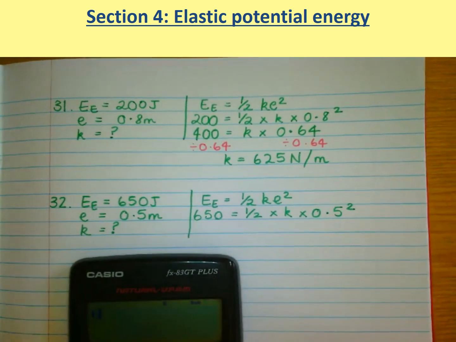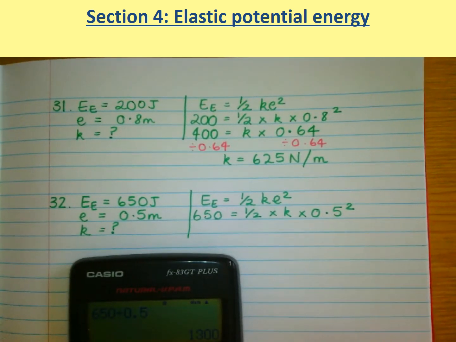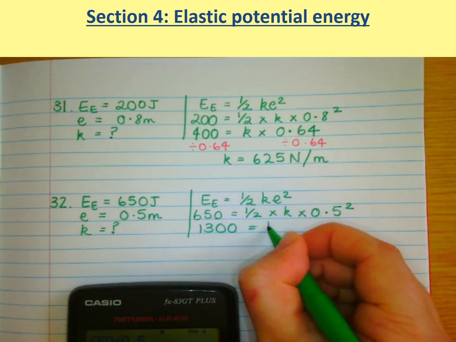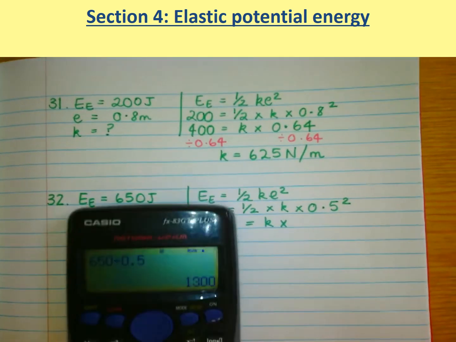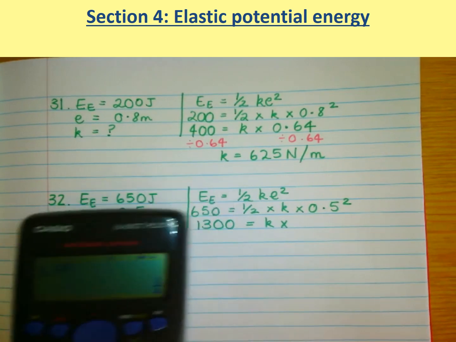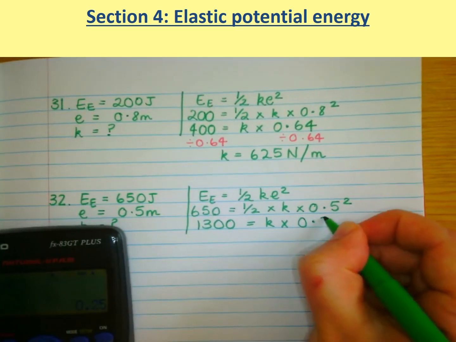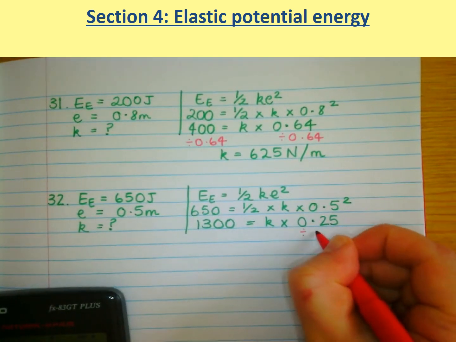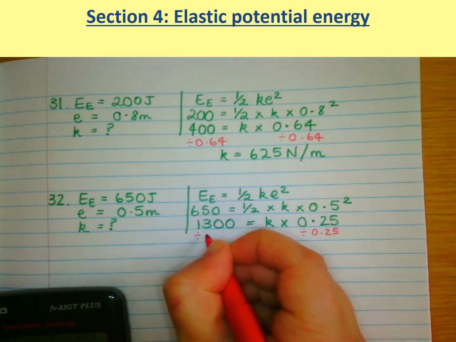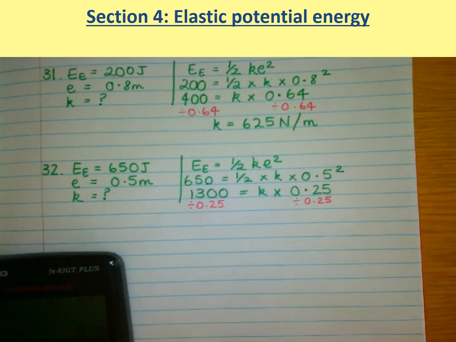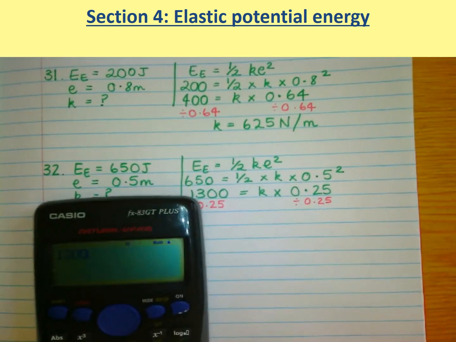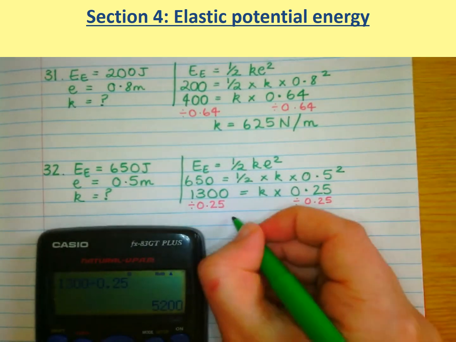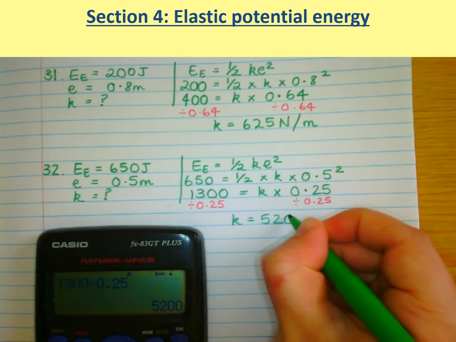So I'm going to get rid of the half by dividing by 0.5, which gives me 1,300. And that's going to be equal to k times 0.5 squared, which is 0.25. Now I'm going to solve by dividing both sides by 0.25, and since 0.25 divided by 0.25 is 1, we can ignore it, and we just need to do 1,300 divided by 0.25. And that gives me a spring constant of 5,200 newtons per metre.